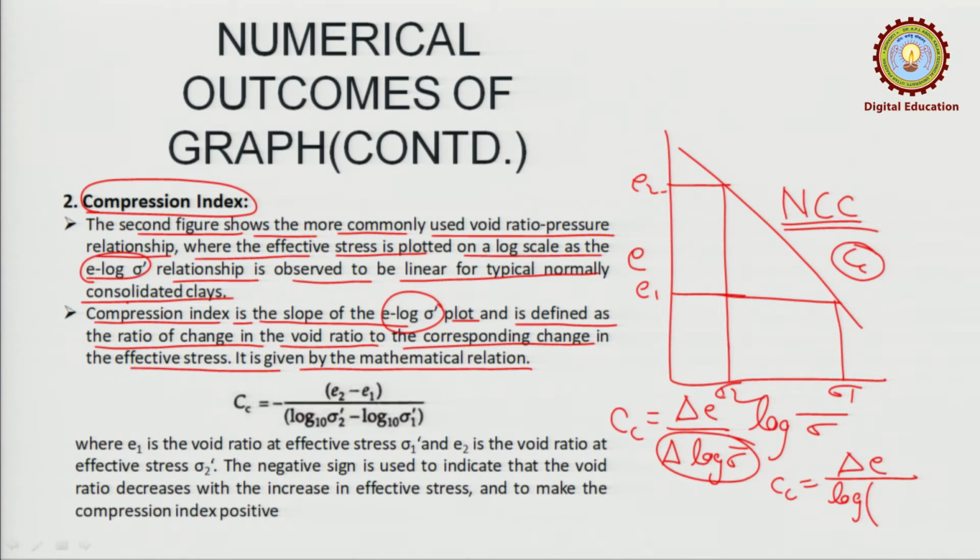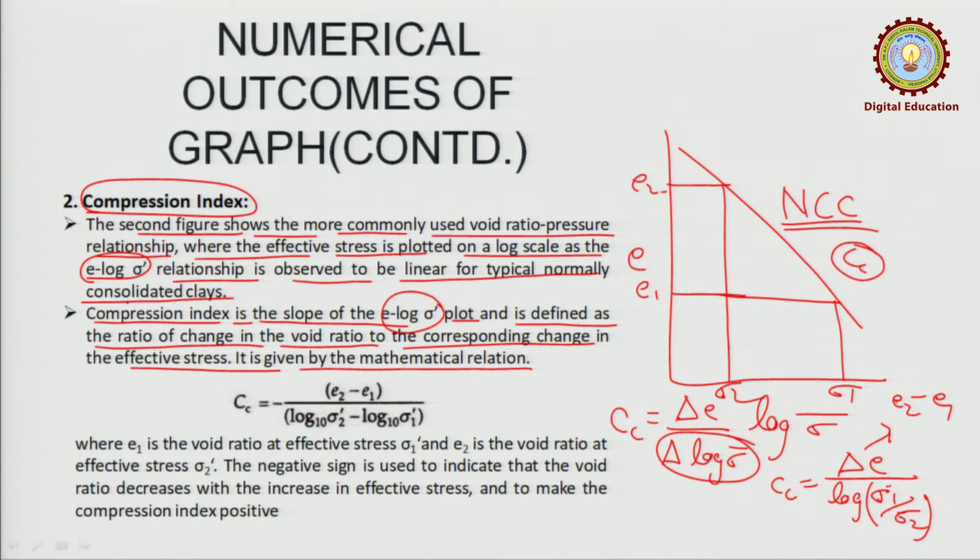Then the delta e will be e2 minus e1. Then what will be the log? What will it be about log? It will be sigma 1 by sigma 2. Okay. Sigma 1 by sigma 2.